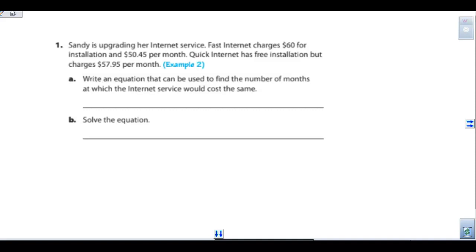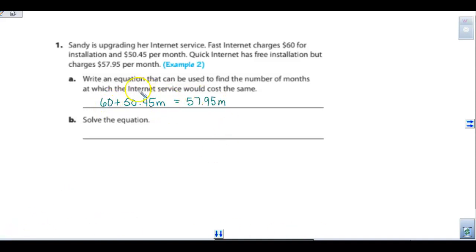Okay. So we have this example. Sandy is upgrading her internet service. Fast internet charges $60 for installation and $50.45 per month. Quick internet has free installation but charges $57.95 per month. So what I want you to do is to come up with an equation that can be used to find the number of months at which the internet service would cost the same.